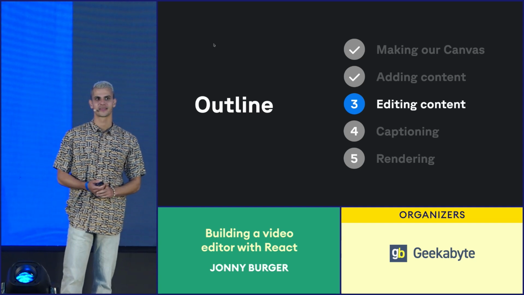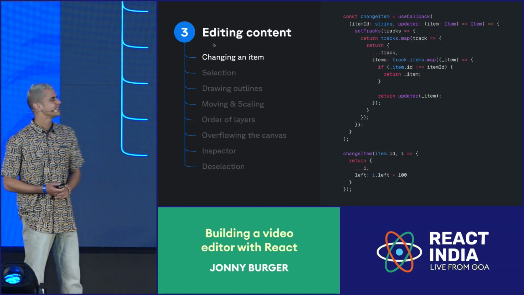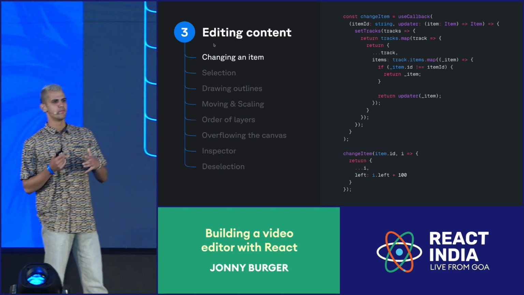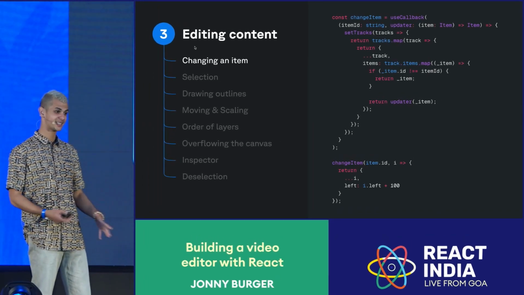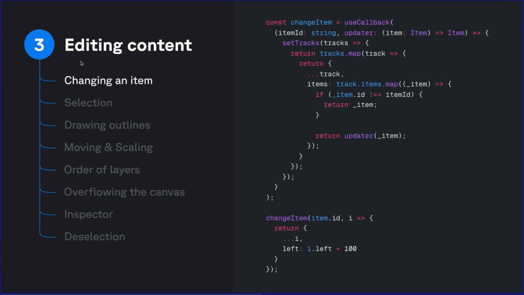Chapter 3, editing content. In general, how do we manipulate an item, its position, its size, or any other parameter? We update our state that we have defined using useState. And because we have a bit of a nested structure, I would recommend creating a helper function like this, a change item function, so that you can easily update an item by its ID.